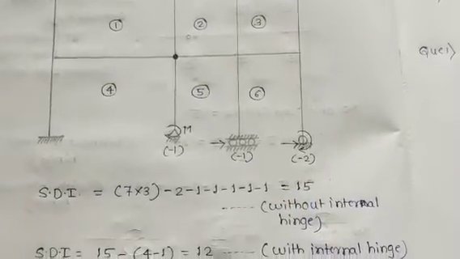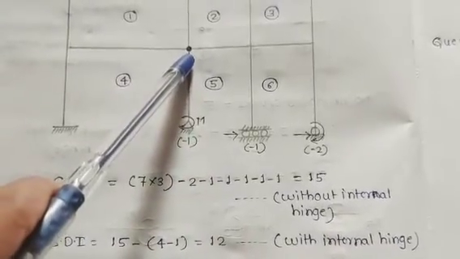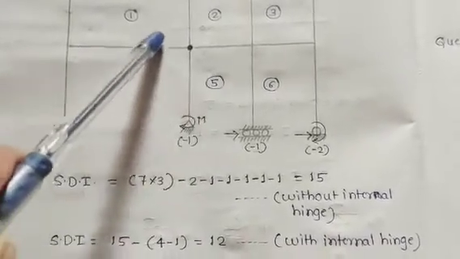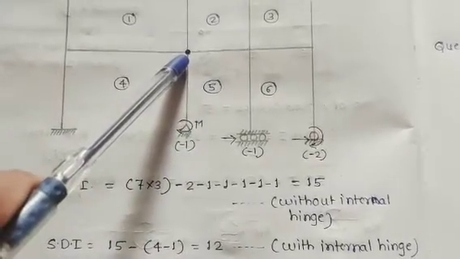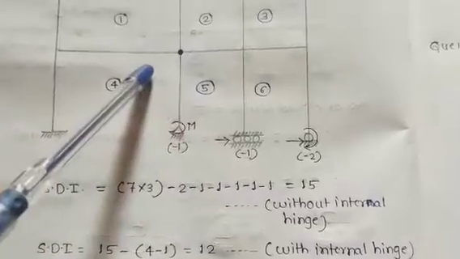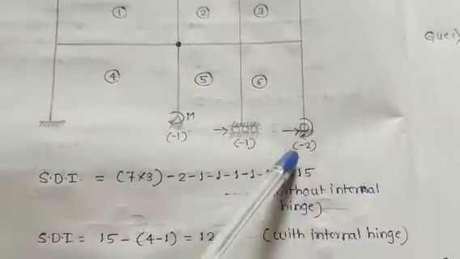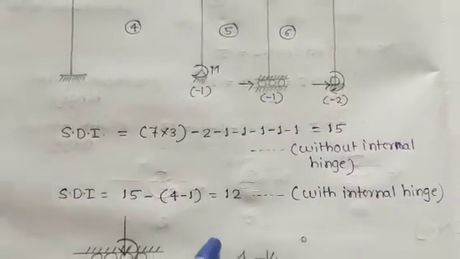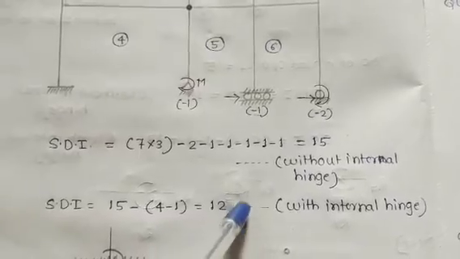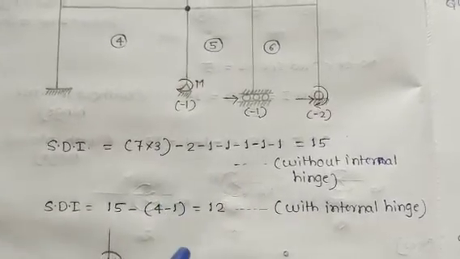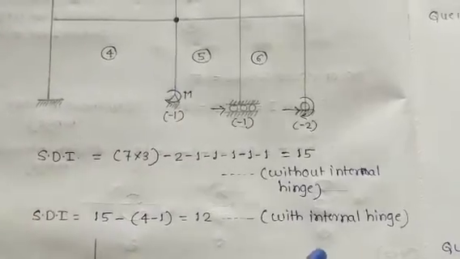And when we are considering this internal hinge, you have to deduct the number of members connected by this internal hinge minus 1. The number of members connected by this internal hinge is equal to 4, minus 1 means 3. Means from this calculated static degree of indeterminacy, you have to deduct the 3, that is 4 minus 1, which is equal to 12. This indicates the static degree of indeterminacy for this particular portal frame with internal hinge.